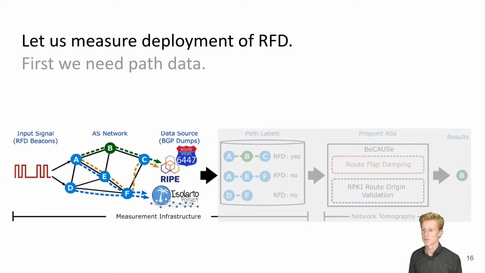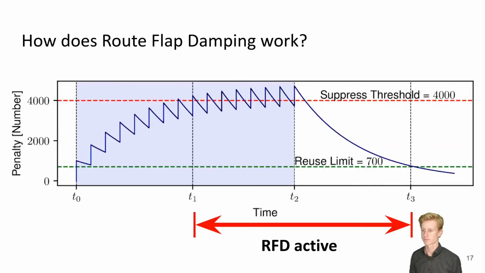As route flap damping can be helpful but also affect reachability, we decided to measure route flap damping on the internet. We use BeCAUSe for pinpointing, but the framework requires labeled paths. So how we acquire these paths is what I'm going to explain now. First, we need to understand exactly how the route flap damping mechanism works. It works based on a penalty, which is incremented with every announcement or withdrawal.